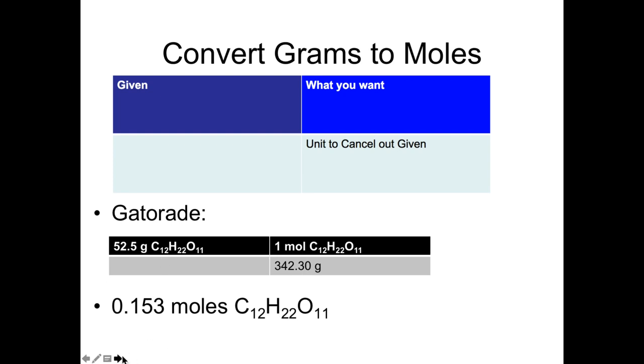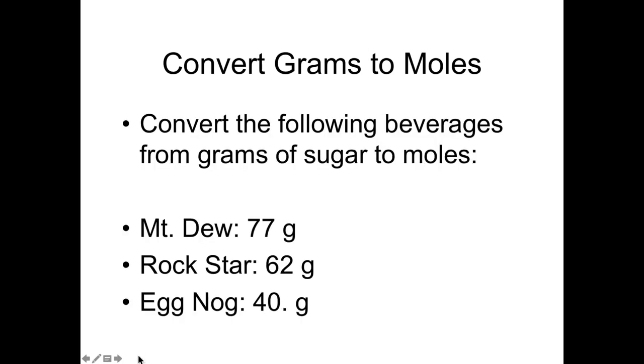So using this slide as a template, I want you to convert the following beverages from grams of sugar to moles. Mountain Dew has 77, Rockstar has 62, and Eggnog has 40. So I'm going to pause the video and give that a shot. The answers will be on the next slides.